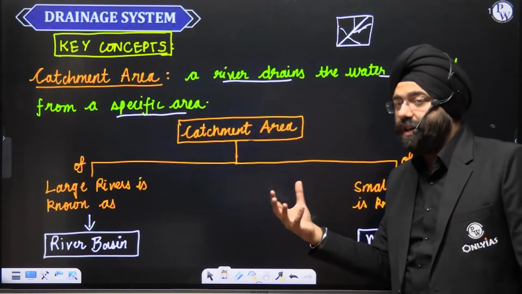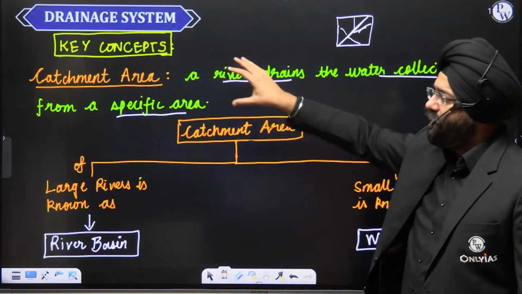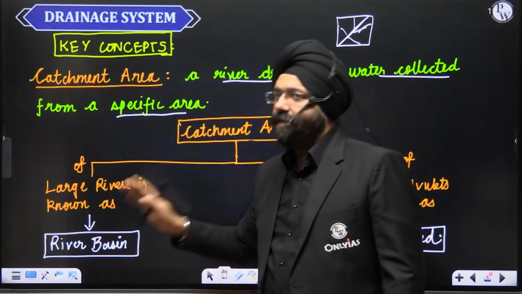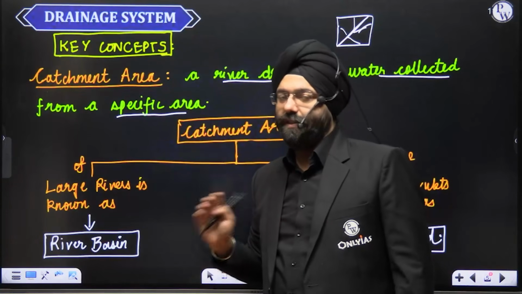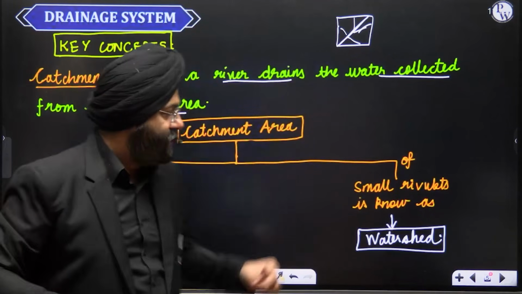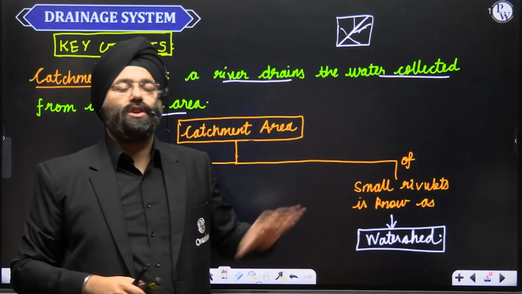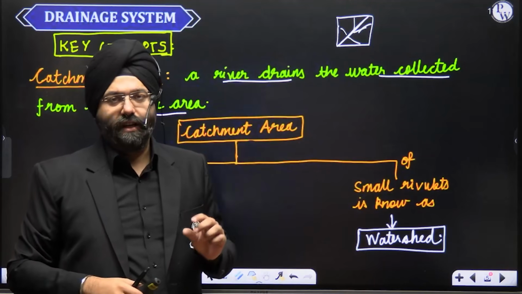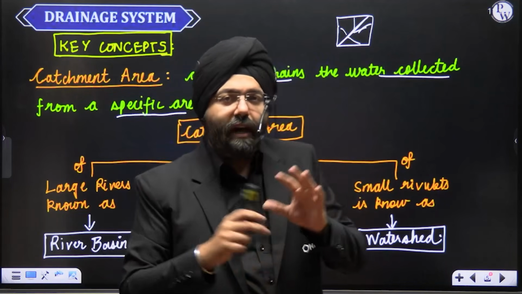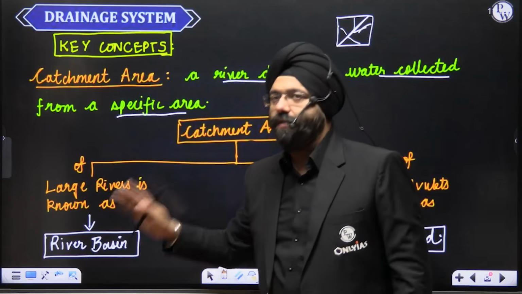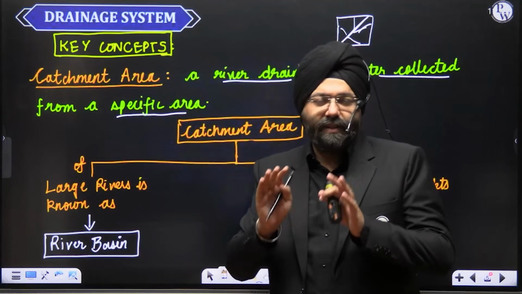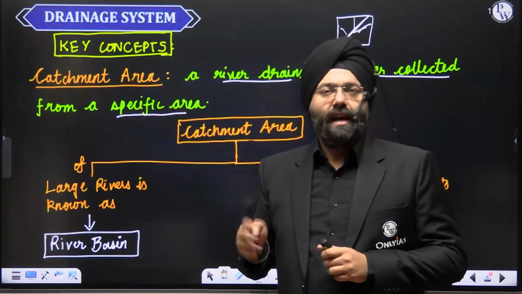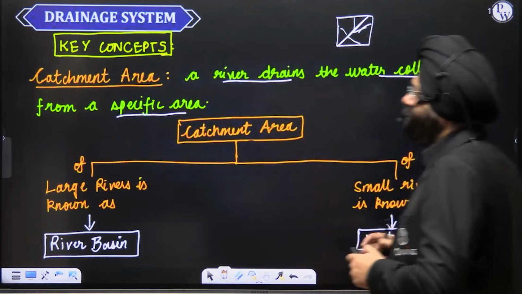Again, various words are given, but they're all related. When I talk about catchment area, the catchment area of a large river is known as a river basin. On the other hand, that of a smaller river is known as a watershed. The catchment area of a small river can be called a watershed. The catchment area of a large river can be known as a river basin. This is exactly as per the NCERT's convention, because in the examination also such types of statements are put and asked. Okay, let's move ahead.